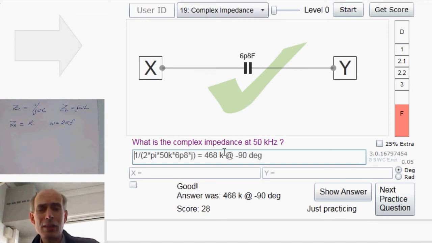Right, that's about as hard as it gets at level 0. Pretty straightforward, really.